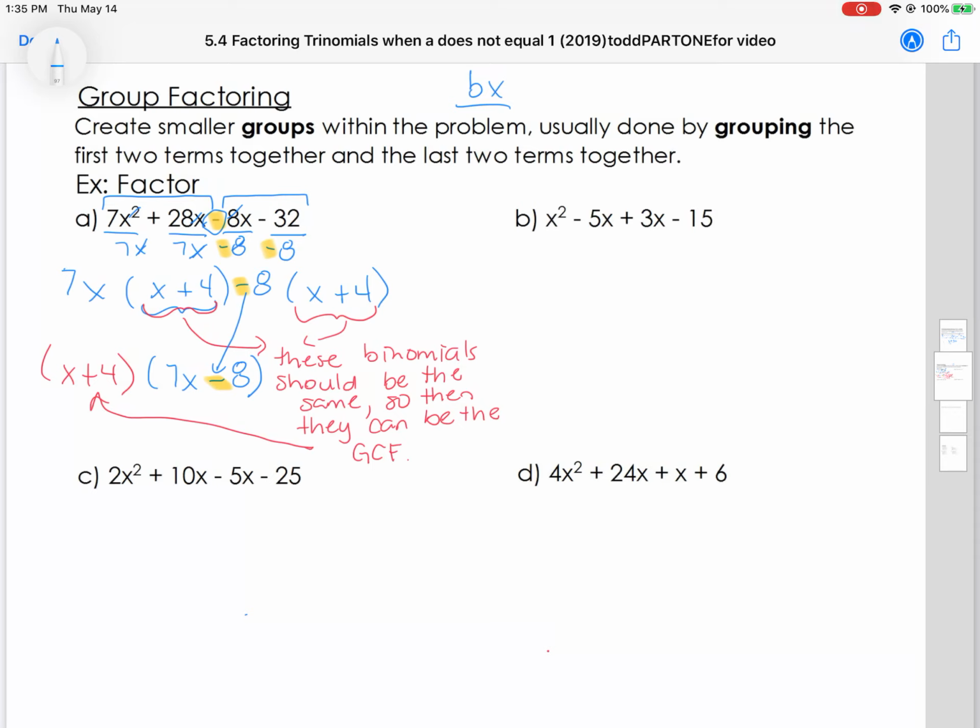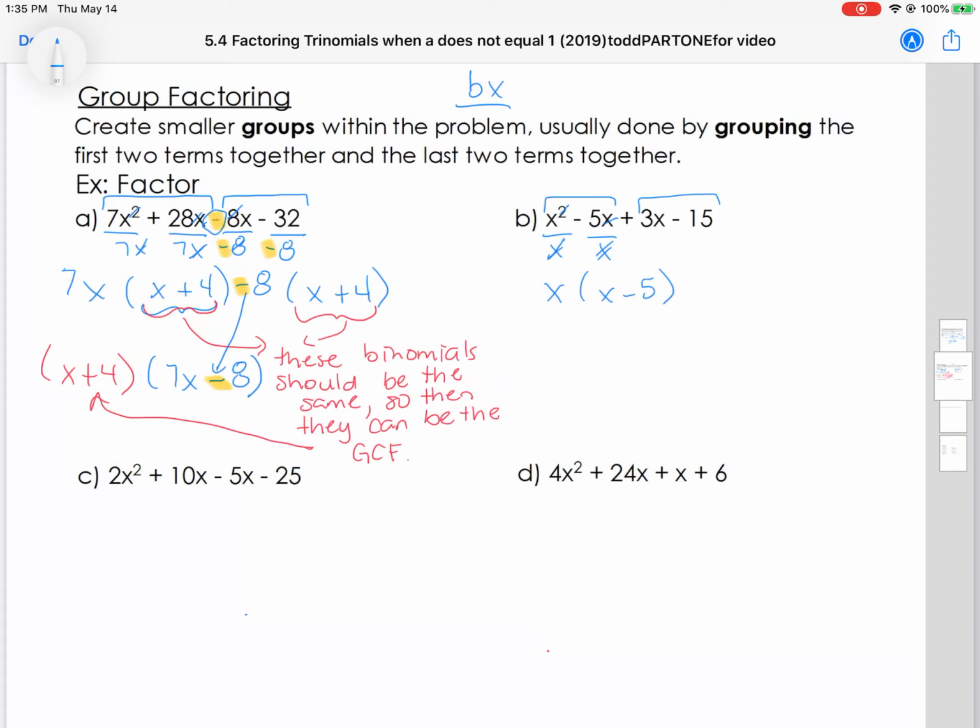And we're going to group these two and these two. Okay, so here, the only thing we can divide by is x. So you're going to be left with x minus 5.